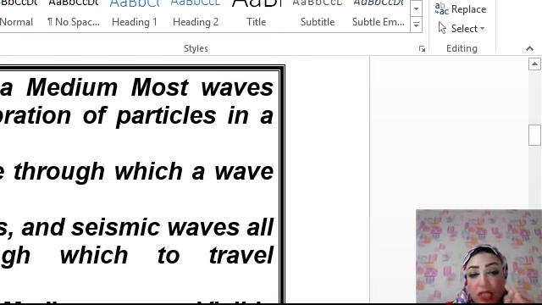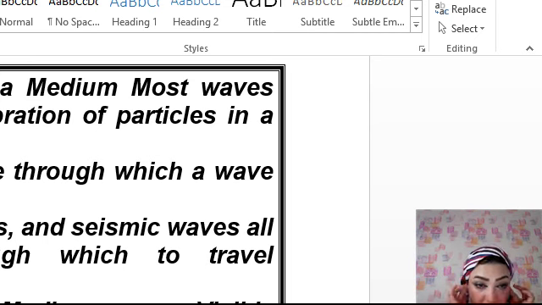So if I ask you what the medium is, again, this is another definition that's very important to know: the medium is the substance through which a wave can travel. What is the definition of the medium? It is the substance through which the wave can travel. This medium may be solid, liquid, or gas.